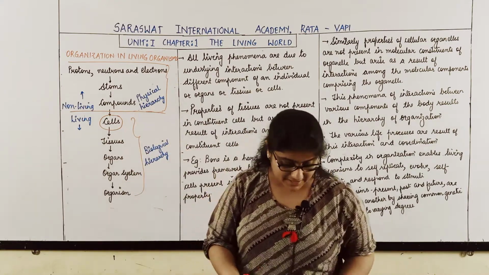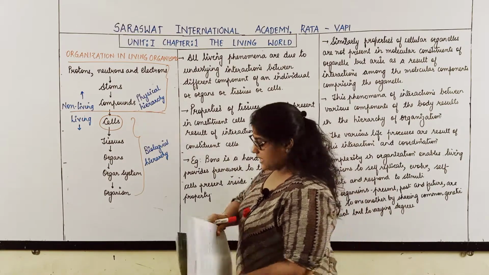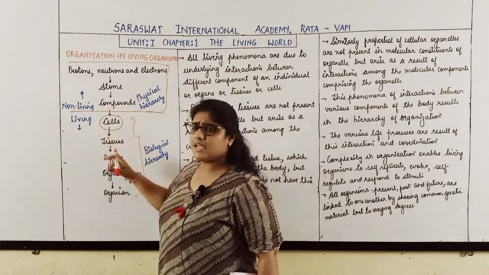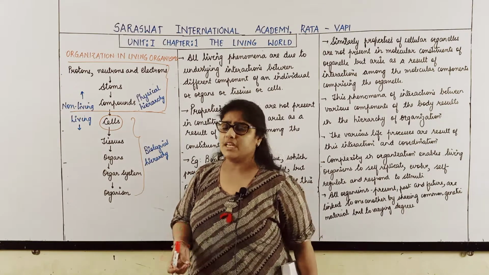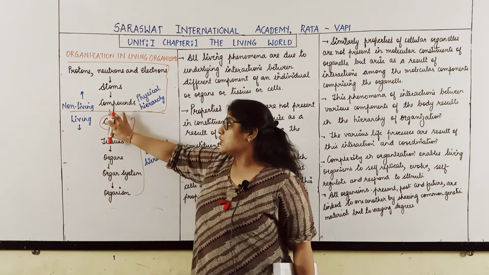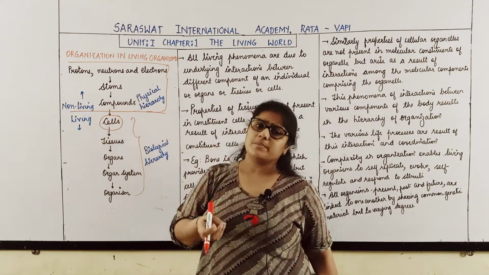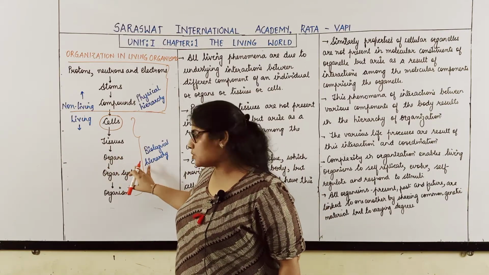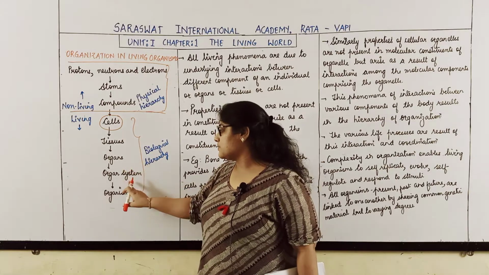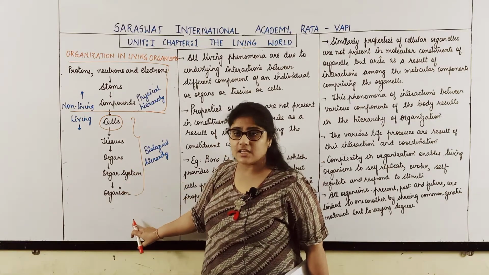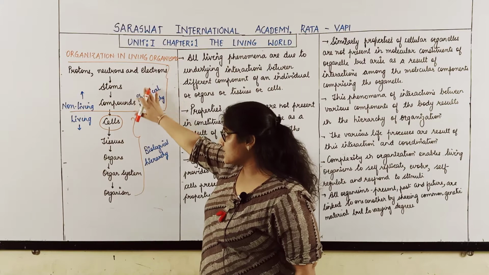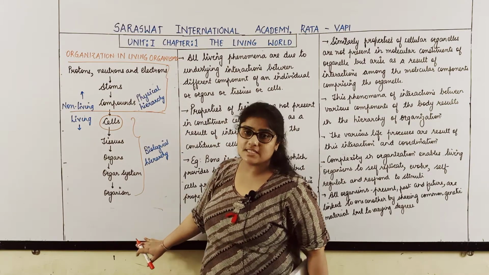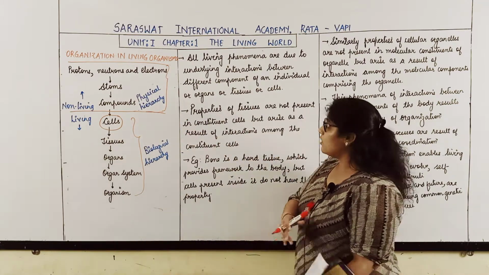Now we will study the biological hierarchy. We know that each cell is composed of various organelles. The group of cells which perform similar functions form the tissues. A group of tissues forms the organ. Organs form the organ system, and finally the organism. So this is the complete organization in living organisms.